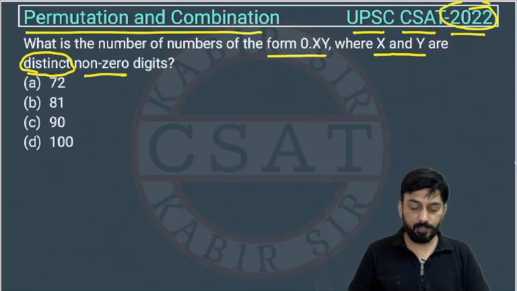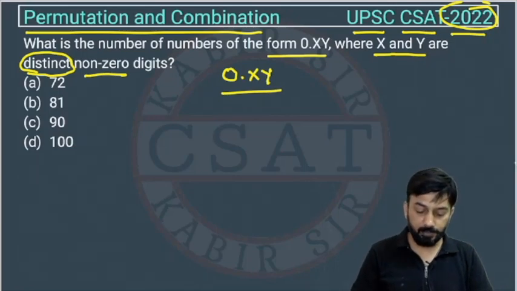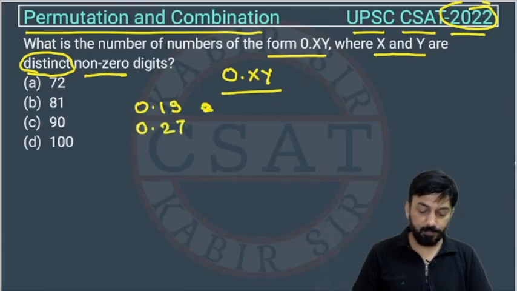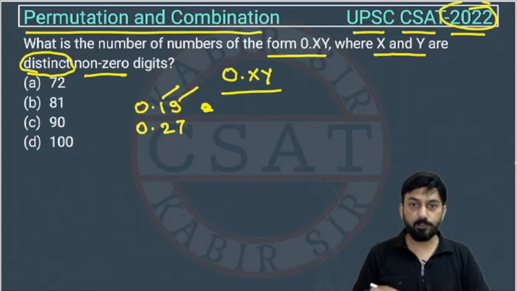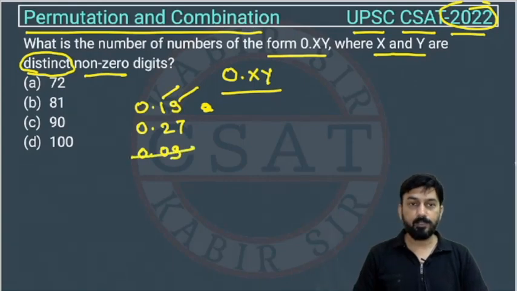So this question is saying, how many numbers of the form 0.xy can be formed, right? So the possibilities are like 0.19, 0.27, it could be anything, right? But these digits should be different and this should not be 0. Like there is no possibility of writing 0.09. This is not possible, right? Because we have to select non-zero digits, right?